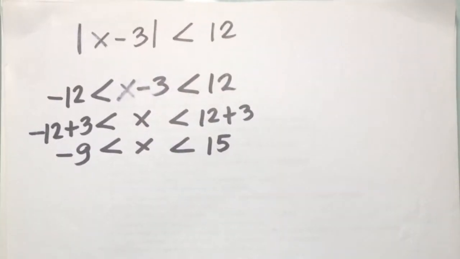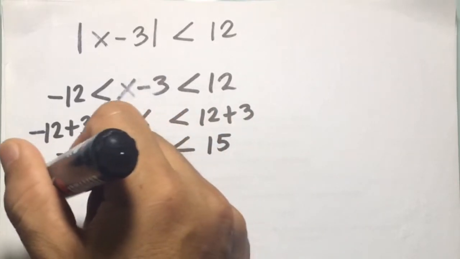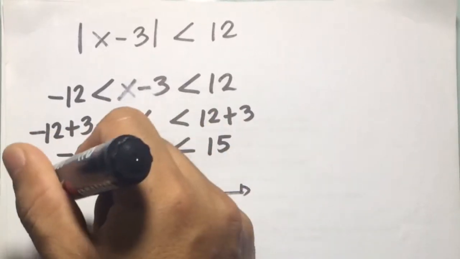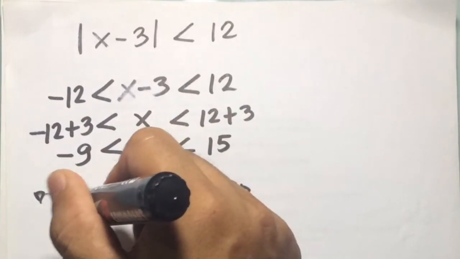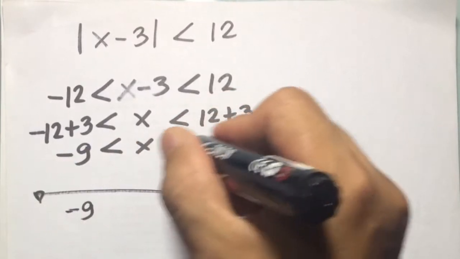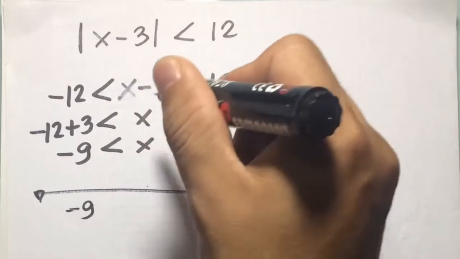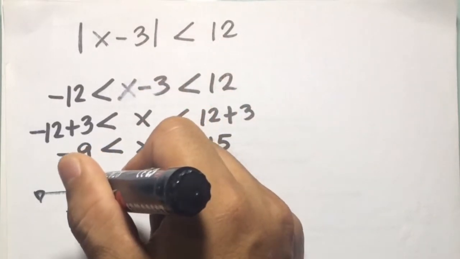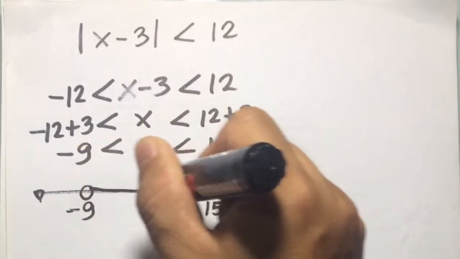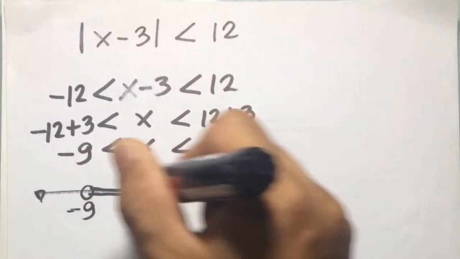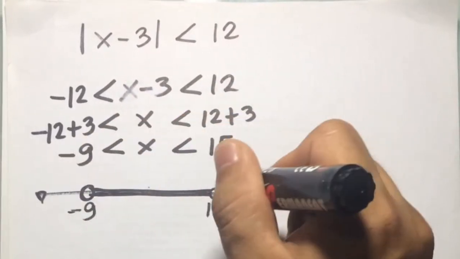And if we're going to write this one using a number line, so for your solution, let's have negative 9 here, and 15. And then for your solution, that will be all the numbers between negative 9 and 15. So this is lesser than, so we're going to have a hollow circle at the end of the line.